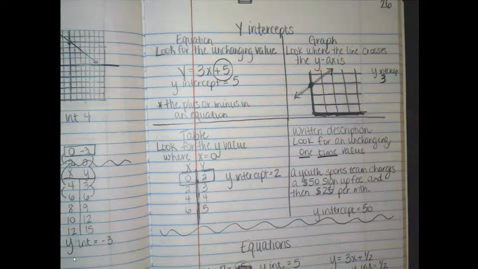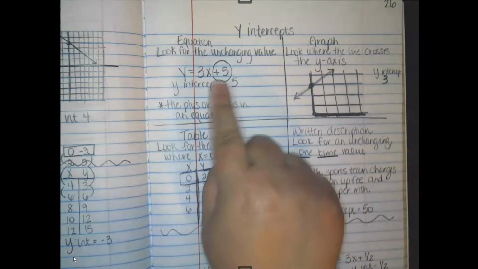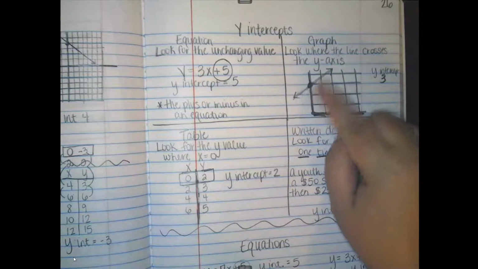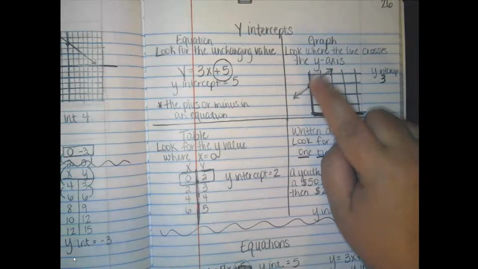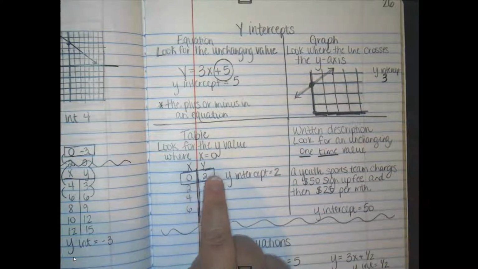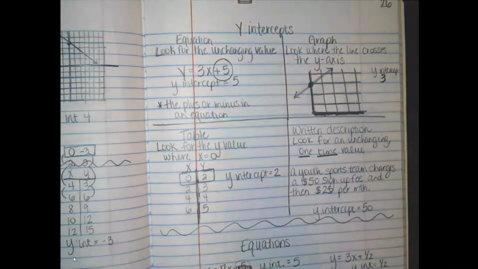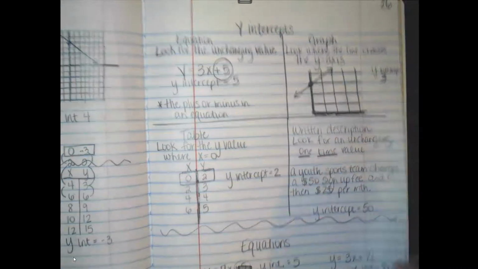All right, yesterday we looked at y-intercepts, so I want to review that really quick. From an equation, it's going to be that plus or that minus at the end. In a graph, it's where it crosses the y-axis. In a table, when x is 0, it's whatever's across from my y. And in a written description, it's going to be that one-time thing. And then we looked at some examples.